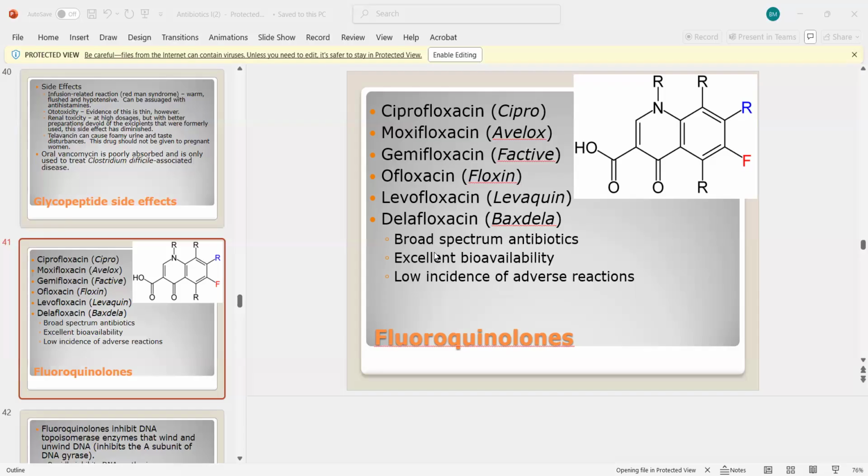Which of the following antibiotics has more specificity for gram-positive bacteria? A, cefazolin, B, cefepime, C, ceftazidime, D, ceftriaxone, or E, amoxicillin. Which one of those, and please don't ask me to repeat them, which one of those has the most activity towards gram-positive bacteria?